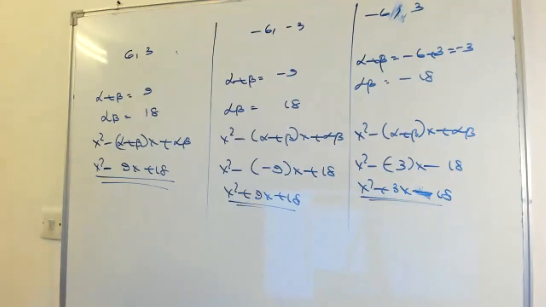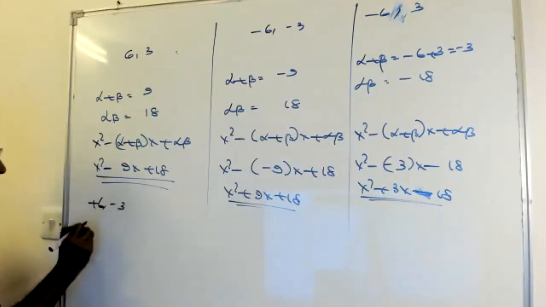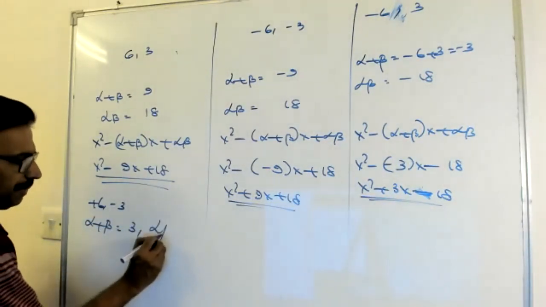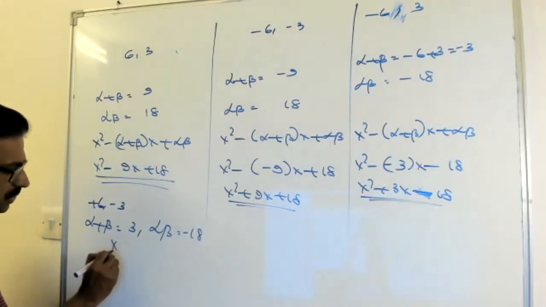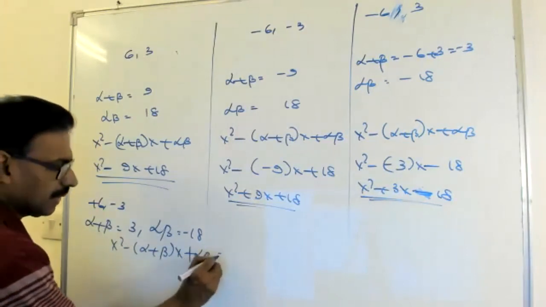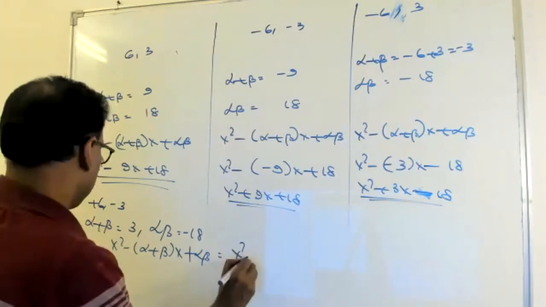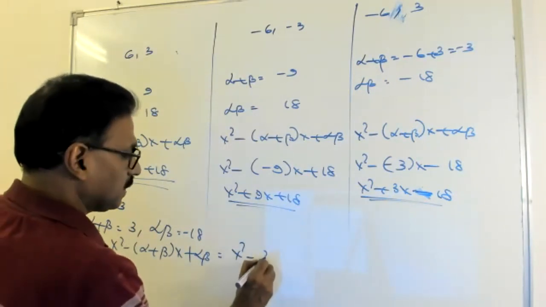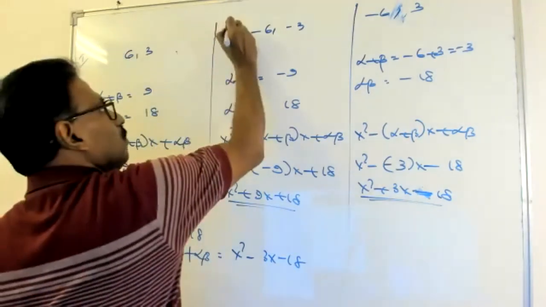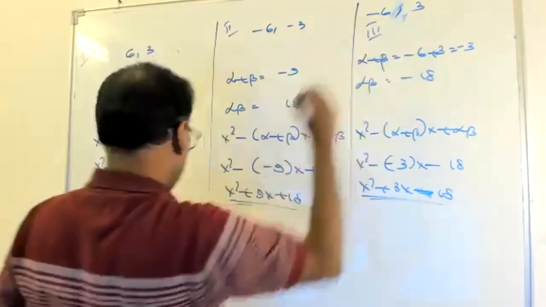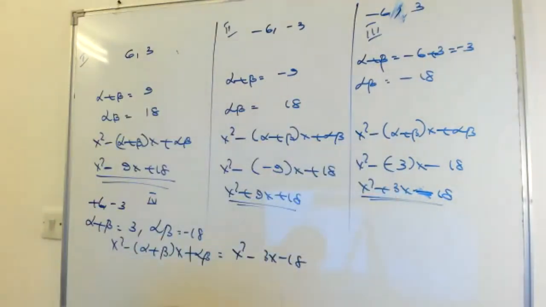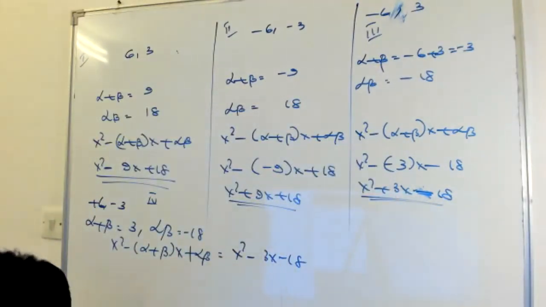The last one, plus 6 and minus 3. Alpha plus beta, 3. Alpha beta, minus 18. x square minus (alpha plus beta) into x plus alpha beta. That is x square minus 3x minus 18. Okay, this is 1, 2, 3, this fourth one. Just go through this 1, 2, 3, 4, then you come to know the difference.